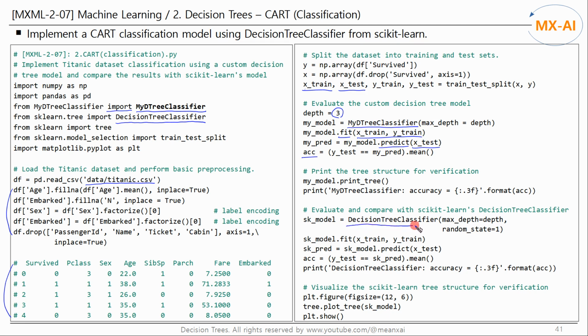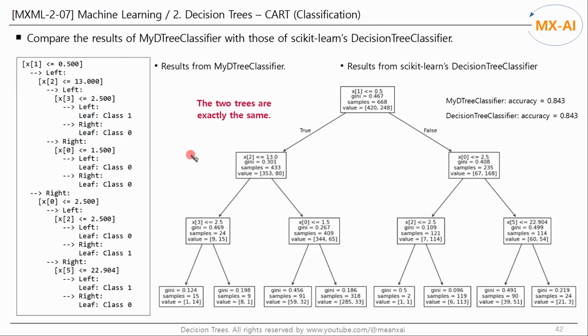Finally, we use scikit-learn's Decision Tree Classifier to build a CART model. Then predict the classes of the test data and measure accuracy. Then visually compare the trees from the two models. The results are shown below. The accuracy on the test data is the same for both the DecisionTreeClassifier and scikit-learn's Decision Tree Classifier at 0.843.